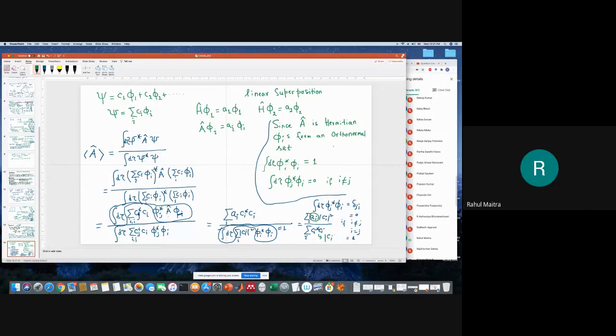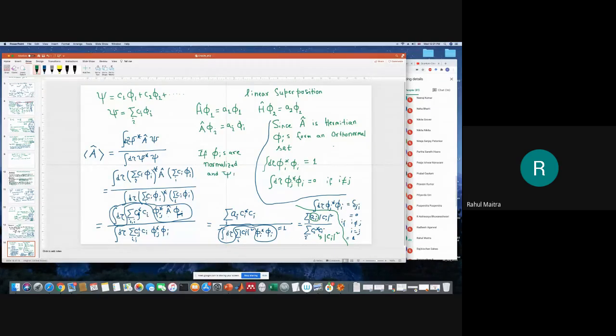Okay, now tell me one thing. Suppose your ci squared gives you the probability, right? If you have a normalized wave function, you know what is a normalized wave function? That it is normalized to unity. So if you sum over all the ci squared, by squared I mean the modulus squared, what are you supposed to get? You are supposed to get 1, because it's a normalized wave function. So you can safely ignore the denominator if you have a normalized wave function.